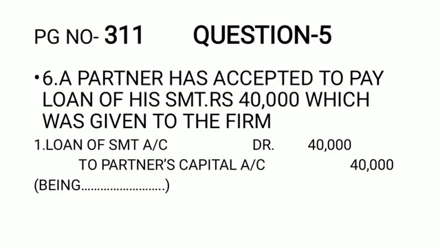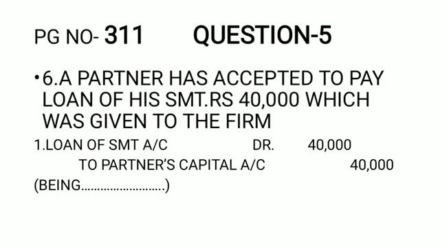Okay, so the question is given on page number 311 of your textbook, and of course this is question number 5. And we are going to start with the 6th transaction. It says a partner has accepted to pay the loan of his Srimati, rupees 40,000, which was given to the firm. Now, the loan was given by his Srimati of rupees 40,000, and the partner says that he will pay the amount of loan.